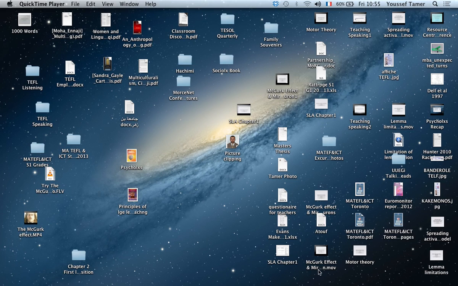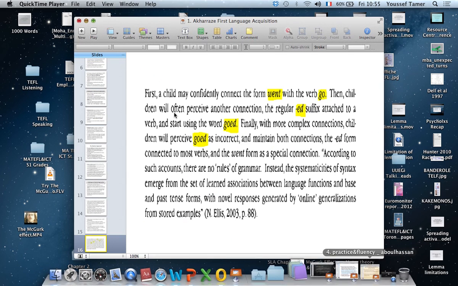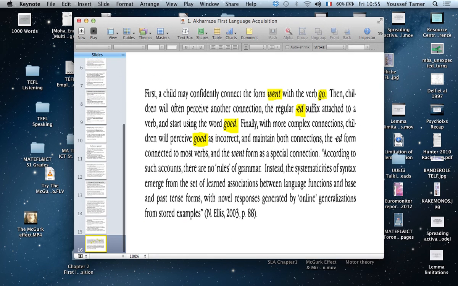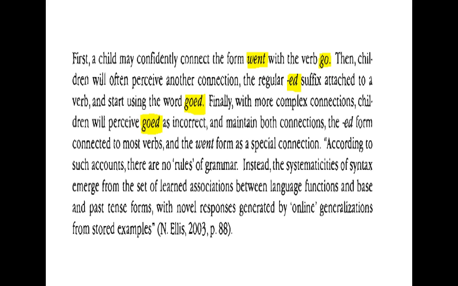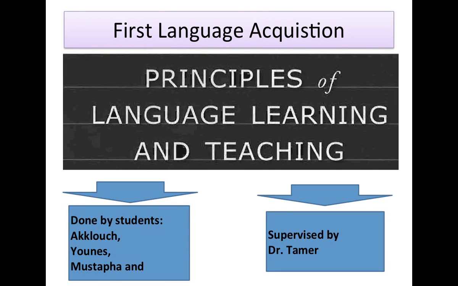Proceed with the first presentation concerning the second chapter of the book. Okay, and the speaker is going to be C. Akharraz. Okay, so the floor is yours. Good morning.